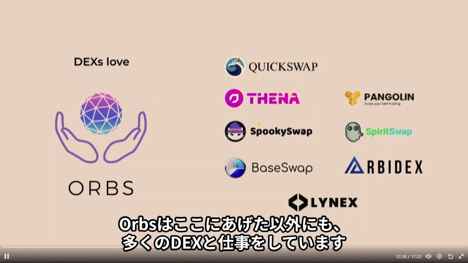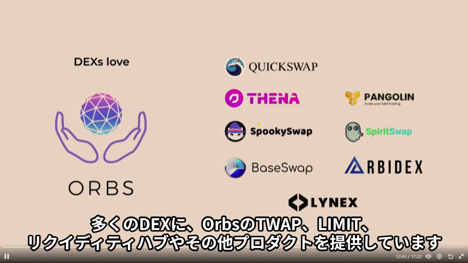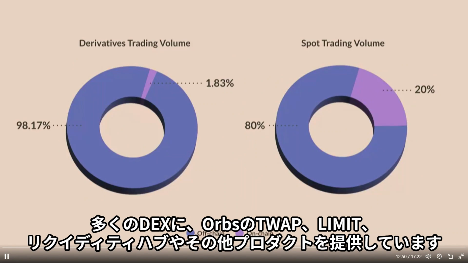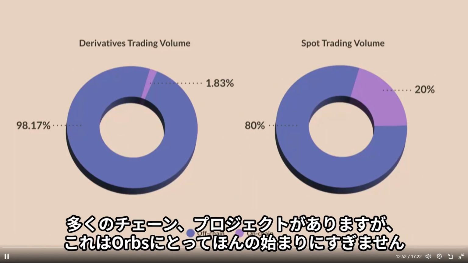And yeah, we do work with a bunch of DEXs. Somehow, some of the logos didn't load here, but we work with a bunch of DEXs using TWAP, Limit, Liquidity Hub, and some of the other products we offer. I think many chains, many projects. Here we go.